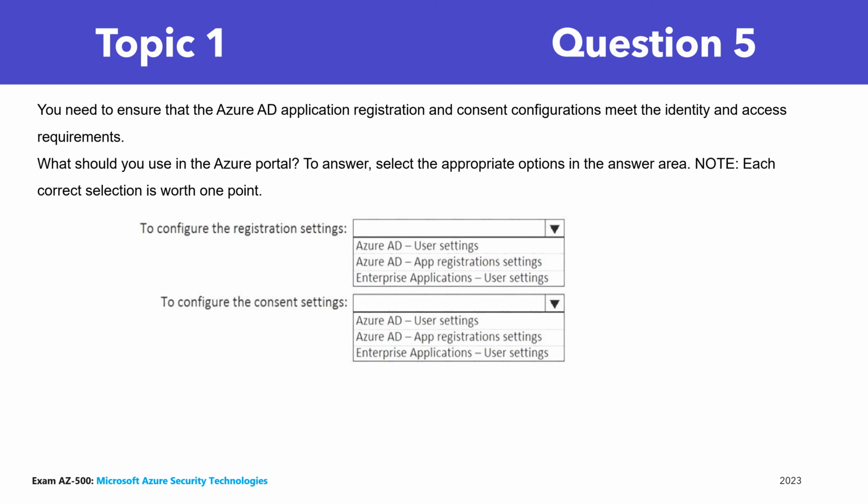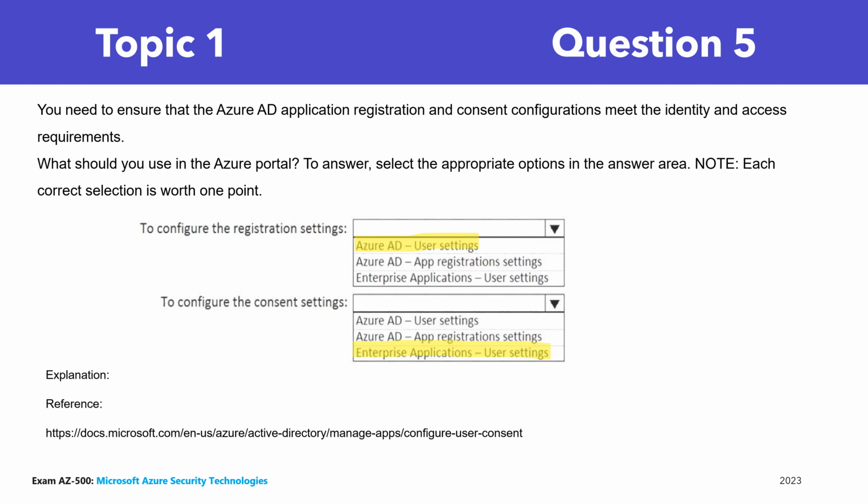You need to ensure that the Azure AD application registration and consent configurations meet the identity and access requirements. What should you use in the Azure portal? To answer, select the appropriate options in the answer area. Note, each correct selection is worth 1 point.